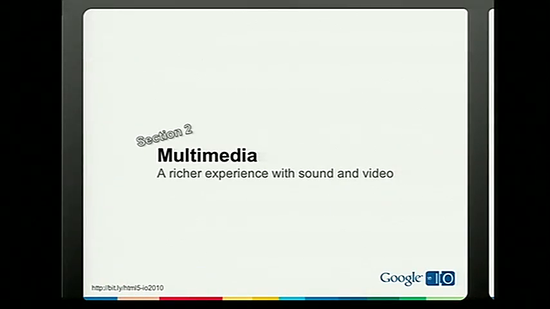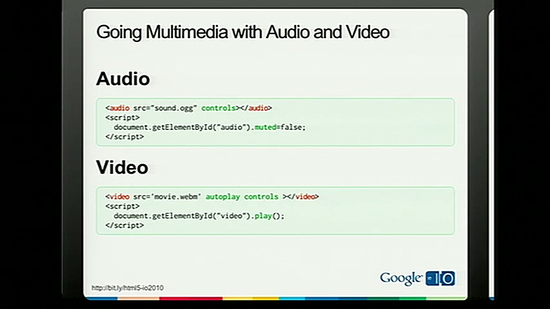Another part that we really wanted to emphasize was multimedia. There are some good APIs for this: basically, audio and video. Very straightforward. Just like Canvas, they're new tags in the page. You can see here I'm dropping a sound clip into my page, and then I'm setting the muted value to false in this script here. On video, again, it's just a simple tag. You might notice that I'm pointing to a WebM movie, which is the new VP8 codec. Very cool stuff that we announced today.